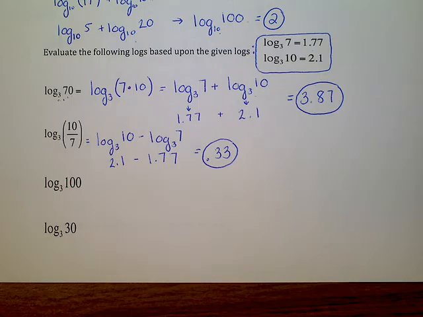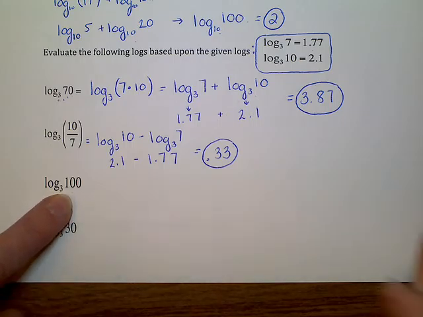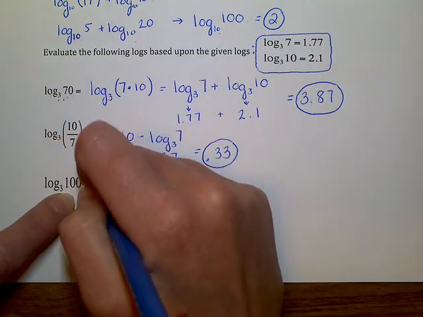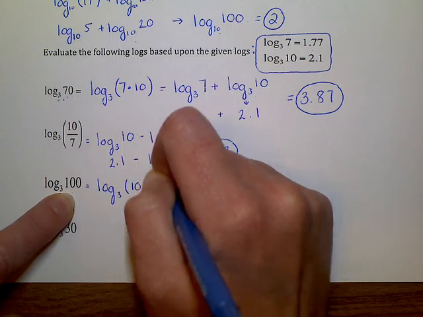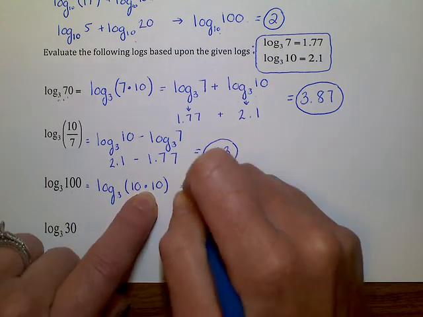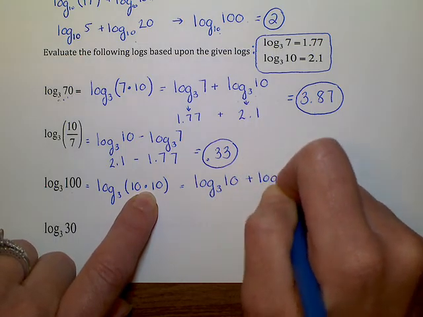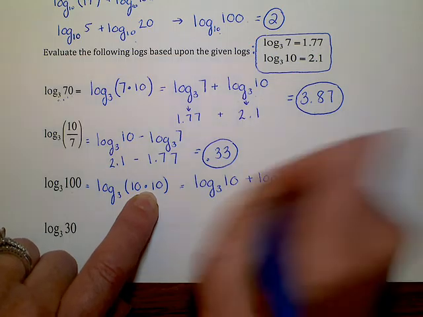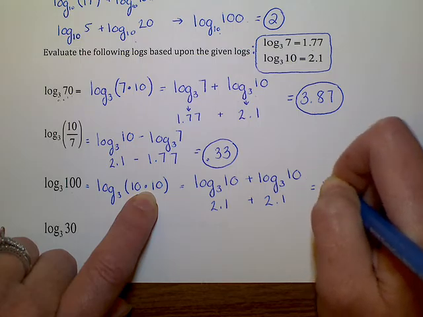All right. Now the next one, we have 100. So lots of ways to think about 100. It's 2 times 50. It's 4 times 25. But the best one to think of, given our current situation, is how 100 is 10 times 10. And again, if I'm multiplying on the inside, I break that apart into 2 separate logs that I add together. So 2.1 plus 2.1 equals 4.2.